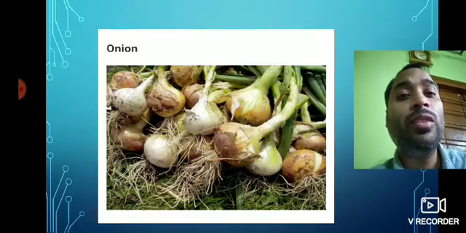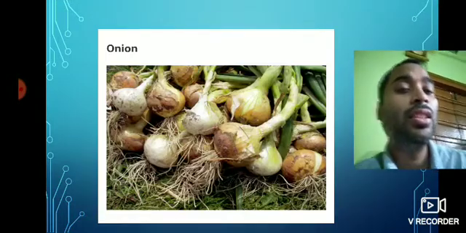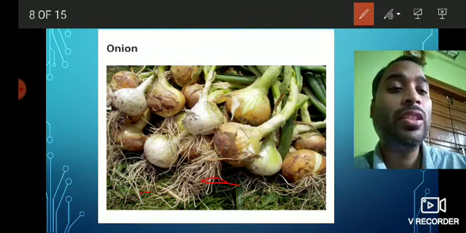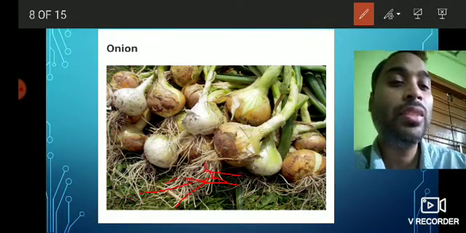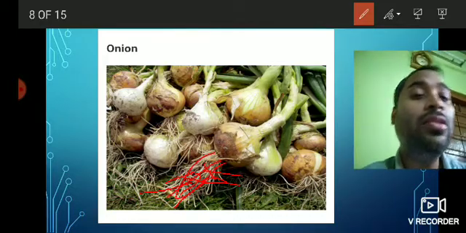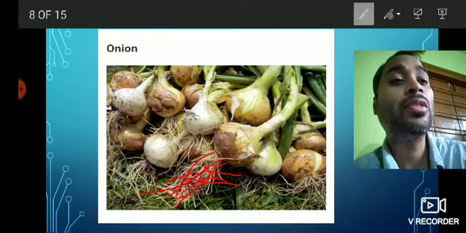We have one more example. Now onion, it is also an example of fibrous roots. These roots you can see here are all similar in structure and they don't have any main root present. So this is also an example of fibrous roots.